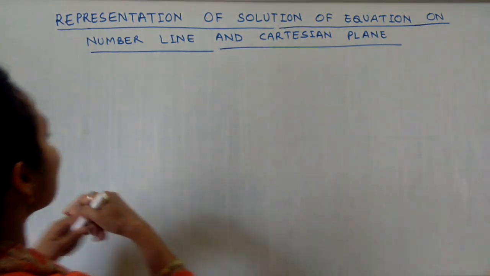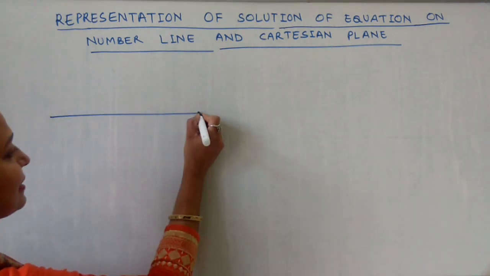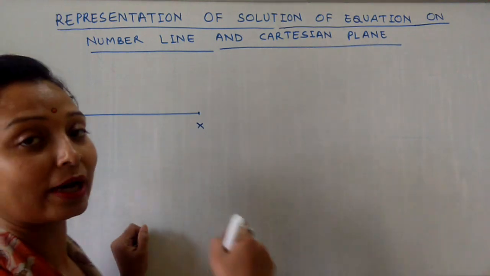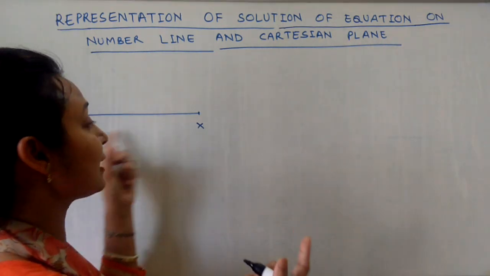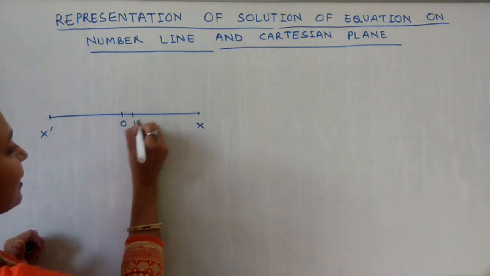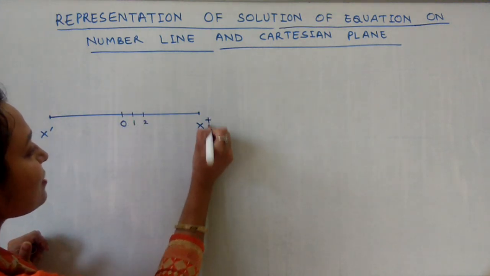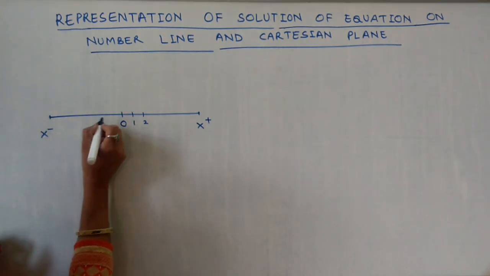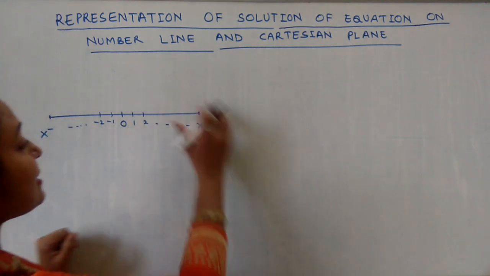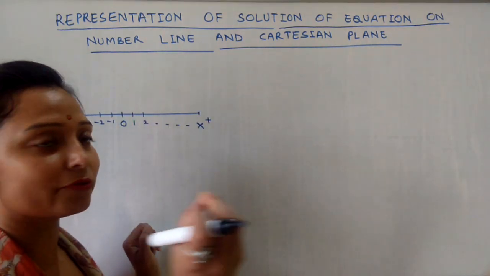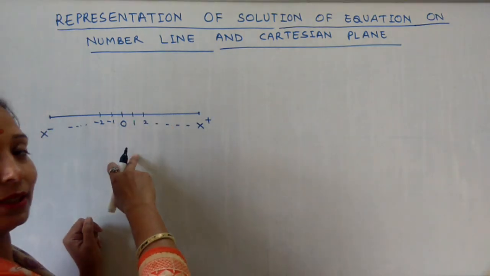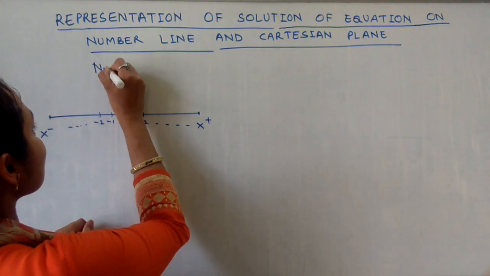On the number line, there is only one axis like this. If you want to consider it as x, you can, or if you want to consider it as y, you can consider the single line as a y-axis. In the middle there is always a 0, and on the right hand side we have all the positive values, and on the left hand side we have all the negative values like this. So this is the number line. Any equation, any solution which we represent here, that is the representation of that solution on the number line. Okay, so this is the number line.